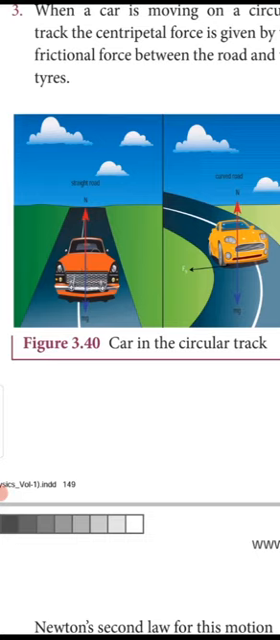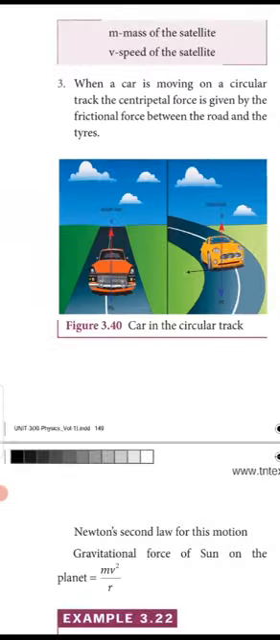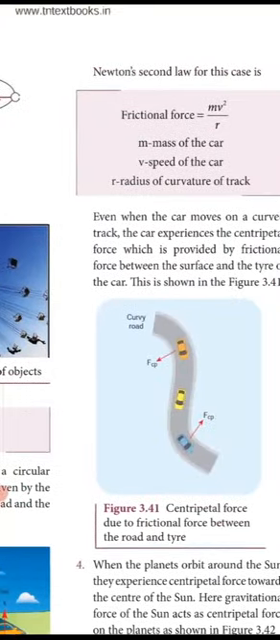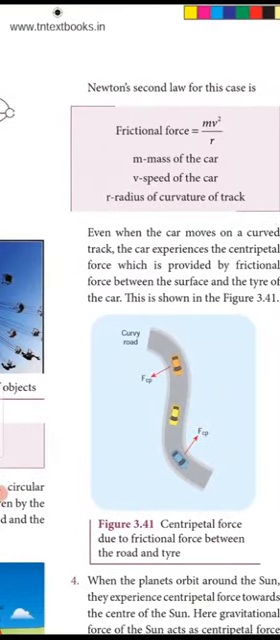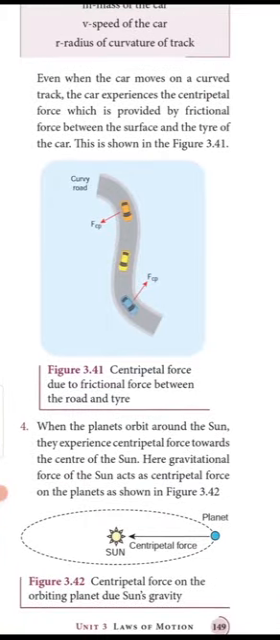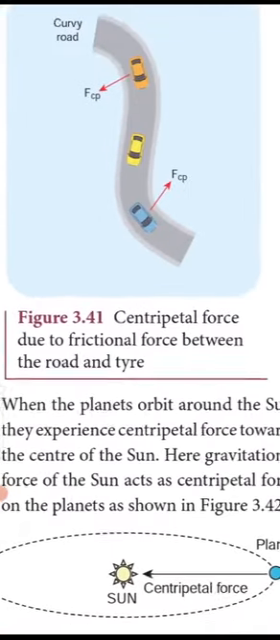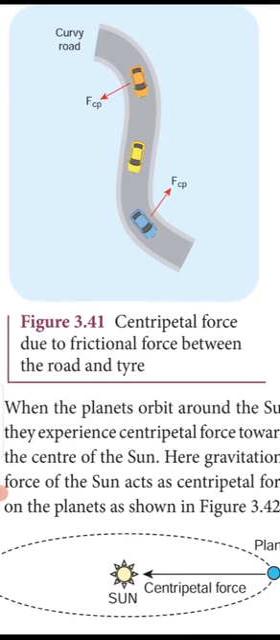Okay, so here we again take Newton's second law for this case, that is, the frictional force is nothing but mv square by r, where m is the mass of the car, v is the speed of the car, and r is the radius of curvature of the track. Okay, and see this one, a clearer picture is given here. F_CP is the centripetal force, and that centripetal force is nothing but the frictional force between the surface and the tire of the car.